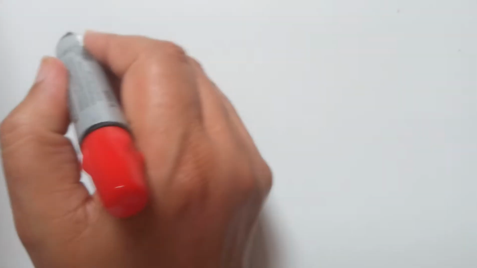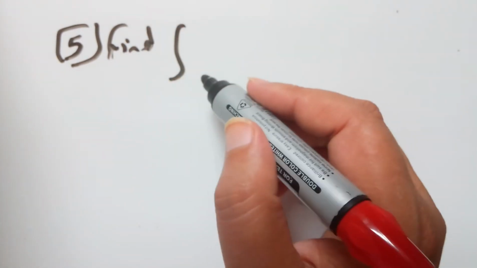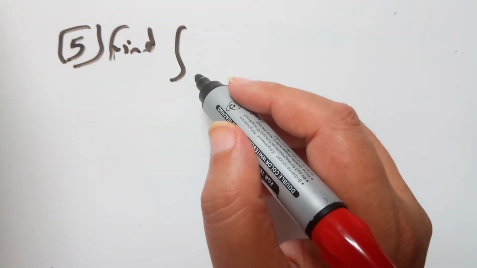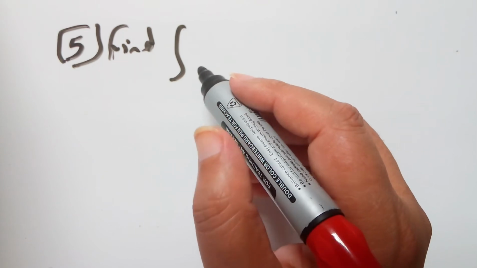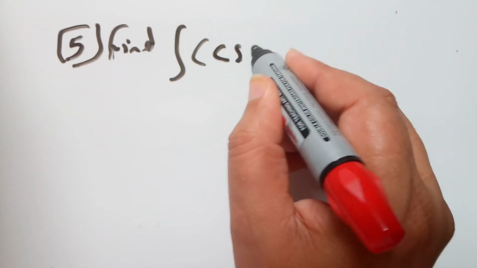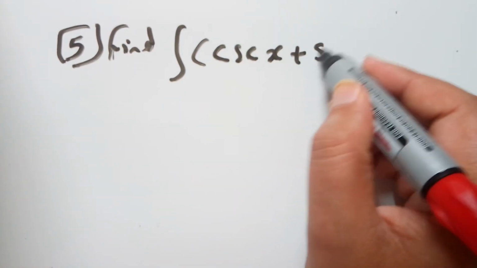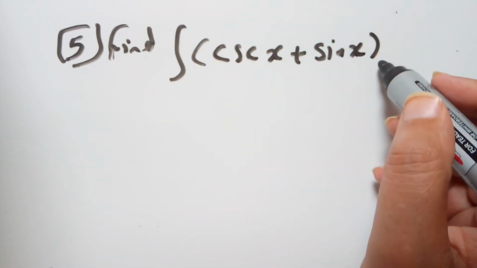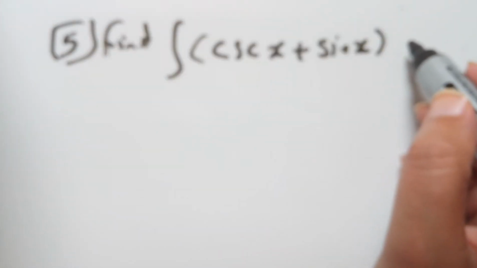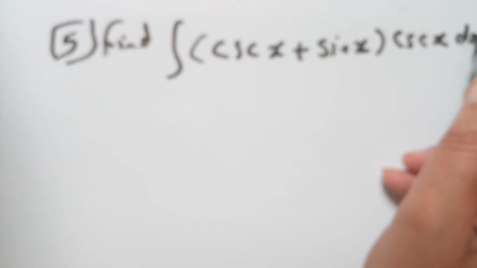Okay, number 5. Find the integral for cosecant x plus sine x, multiplied by cosecant x, dx.